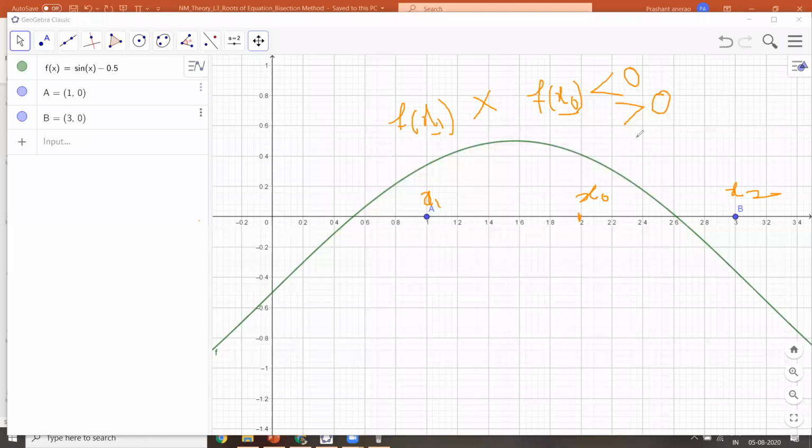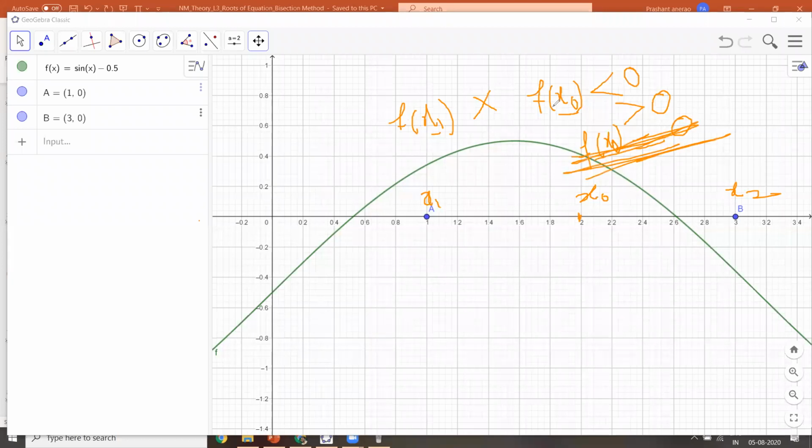You will say, sir, a third condition is also possible here: if this multiplication is equal to 0, what should we do? Is there any need to go for the next iteration? Because between these two there will be some value which is 0, so that's why we got 0 here. So if I get some value for x such that it's 0, that means this is the root. Okay, so the third condition we rarely hit.